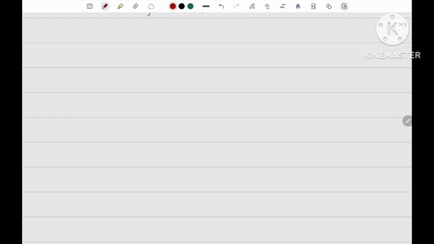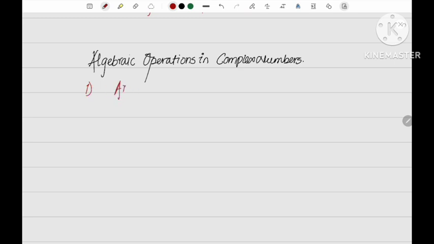Now let us see algebraic operations in complex numbers. And the first thing we want to see here is addition. How do we add two complex numbers, or more than two complex numbers? It is a very simple operation.